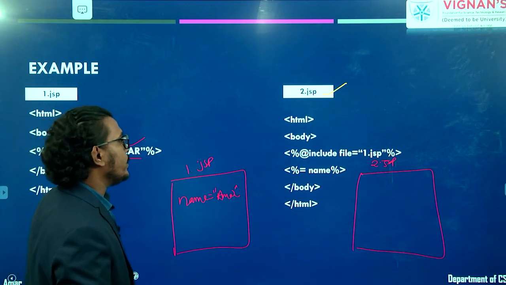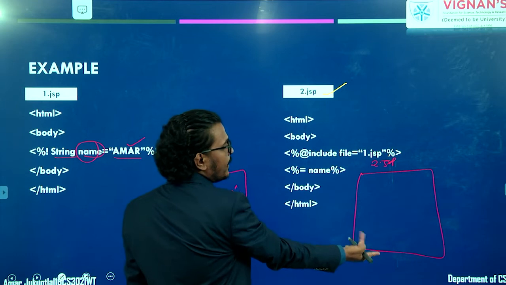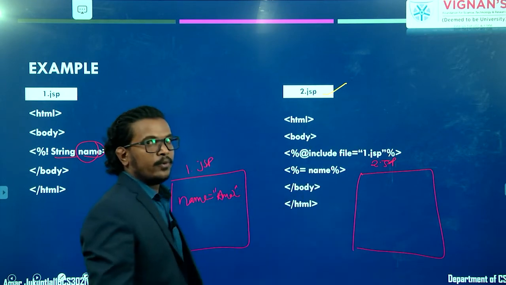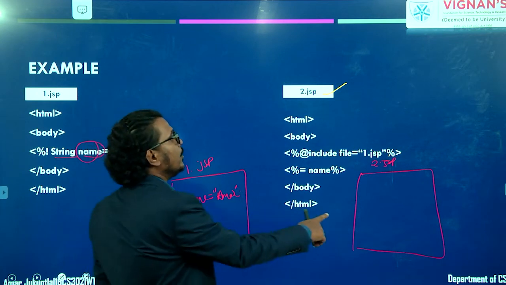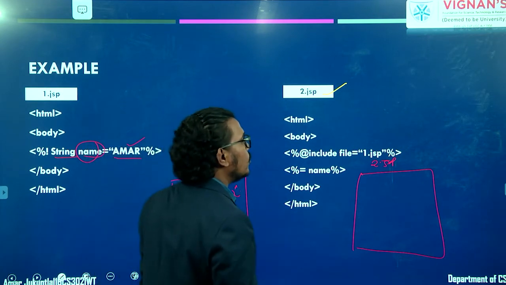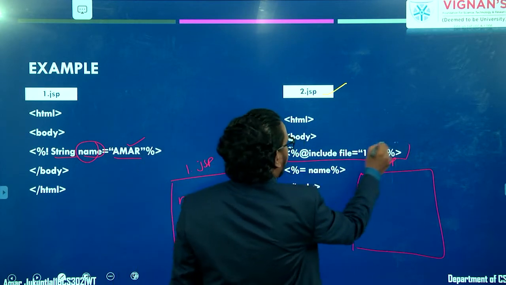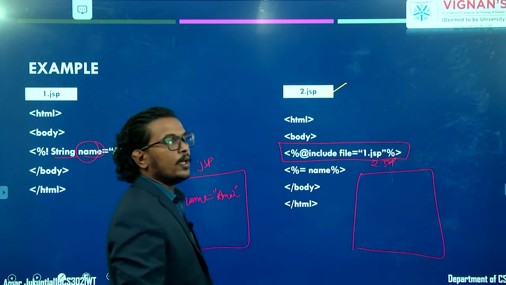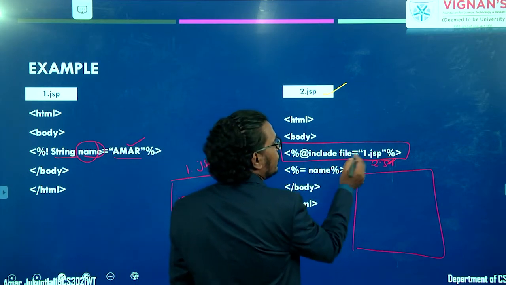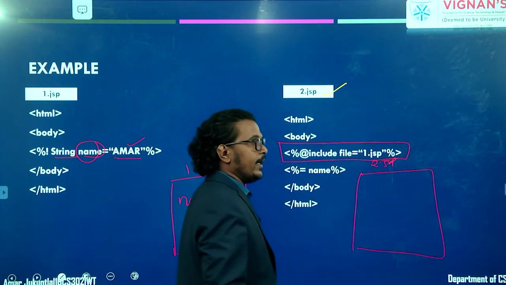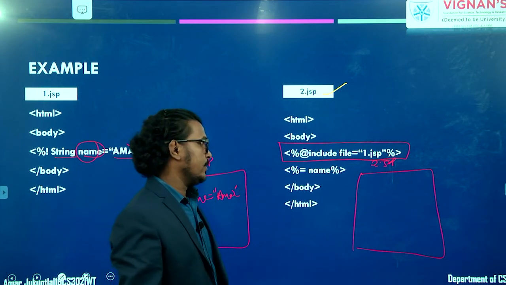Next, I am calling that particular 1.jsp file in my 2.jsp file. So how to call that file? With the help of the include directive. How to call? @include file equal to 1.jsp, right?